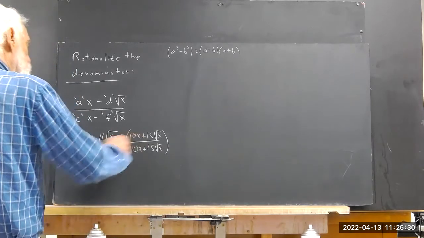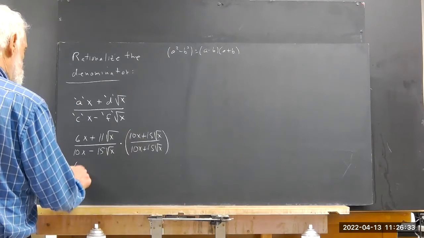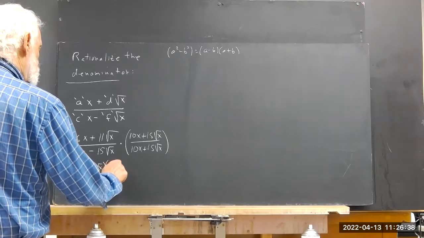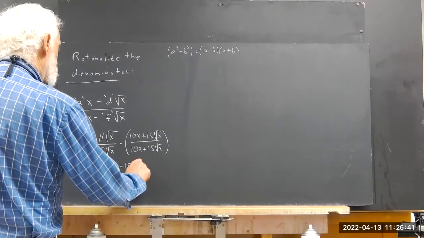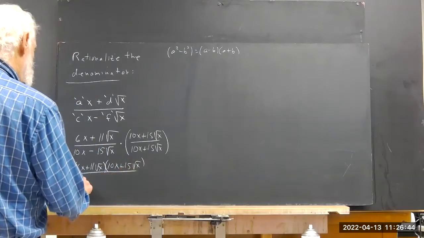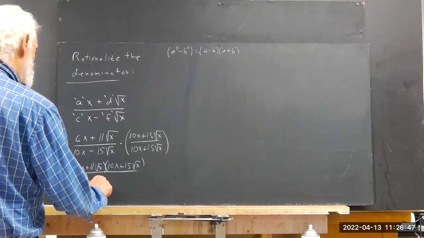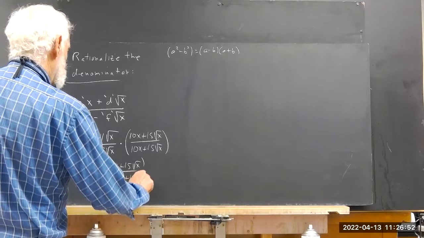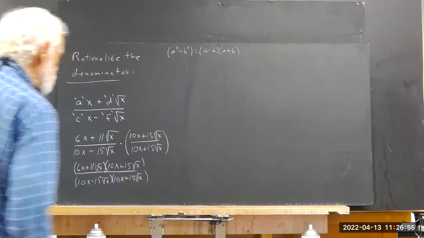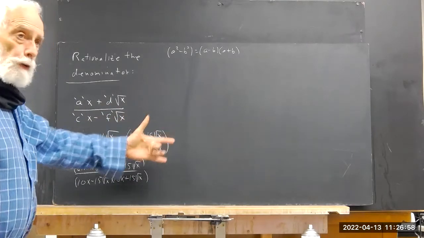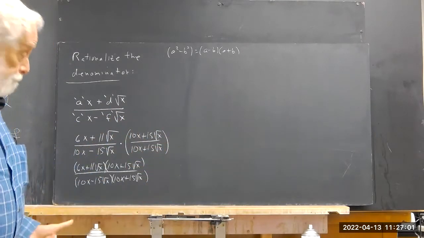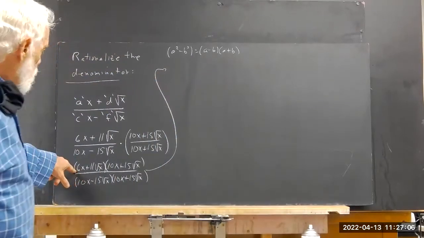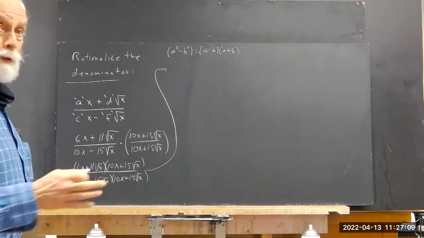Okay, so we do this multiplication. So first of all, we get 6x plus 11 square root of x multiplied by 10x plus 15 square root of x, divided by 10x minus 15 square root of x times 10x plus 15 square root of x. Again, we multiply the numerators, we multiply the denominators. Well, the numerator here, I'm going to do all the steps of the distributive law.